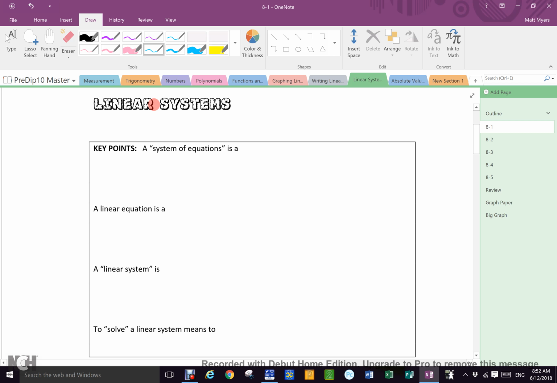All right. A system of equations. Notice it's in quotation marks because it's a term, right? A system of equations is a group of two or more equations with two or more unknowns.